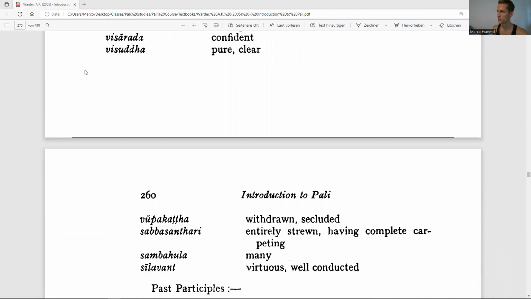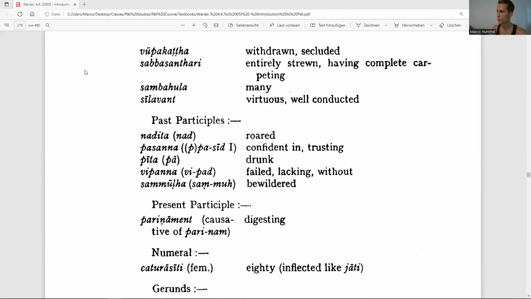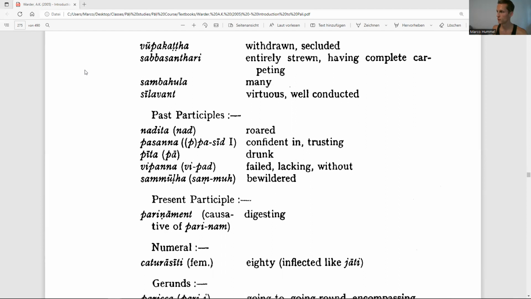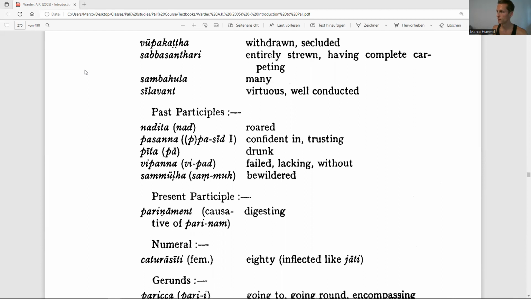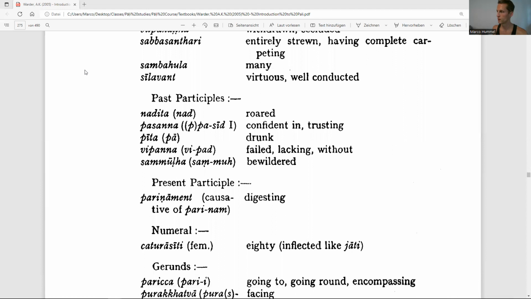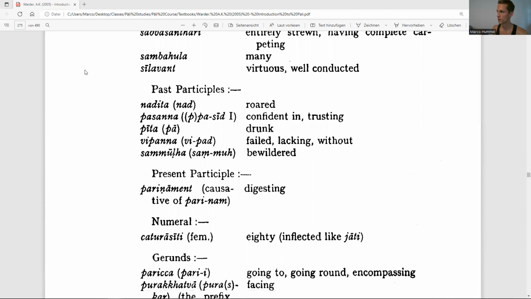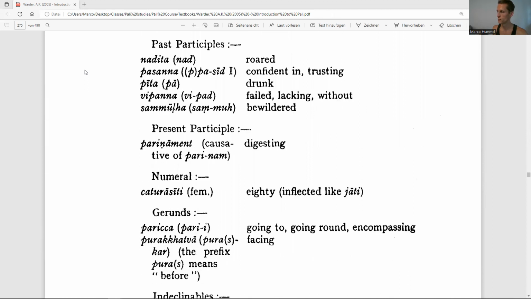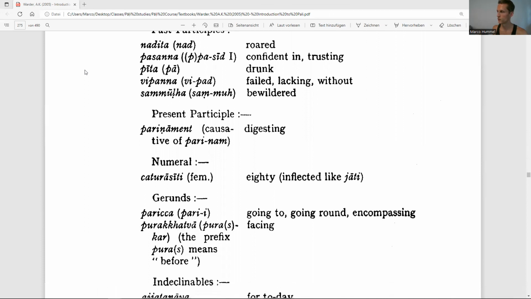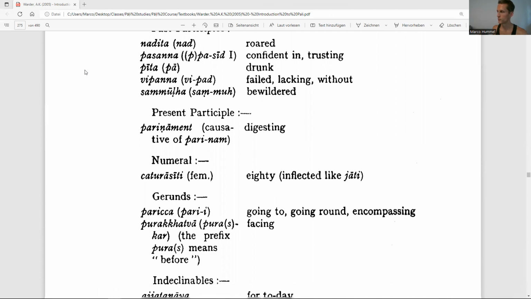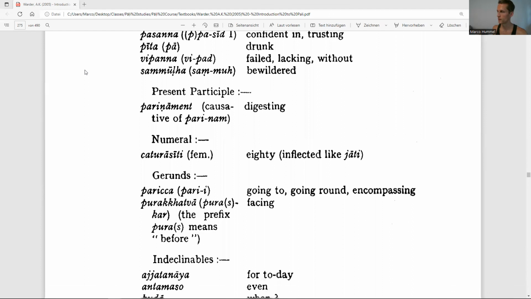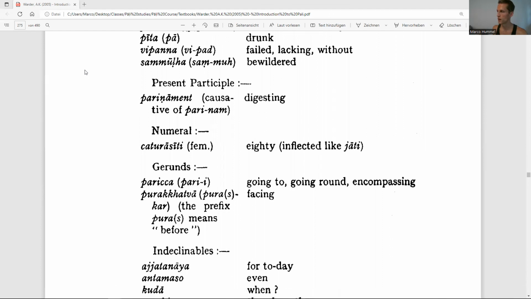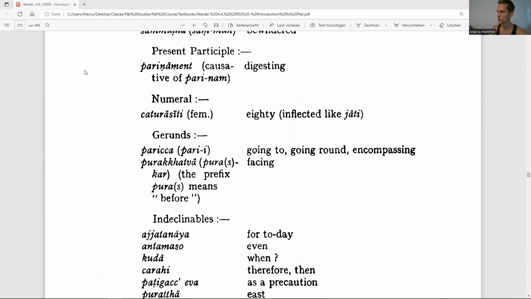Visarada, confident. Visutta, pure, clear. Vupakatta, withdrawn or secluded. Sappasantari, entirely strewn, having complete carpeting. Sambahula, many. Silavant, virtuous, well conducted. Past participles: Nadita, wrought. Pasanna, confident, in or trusting. Pita, drunk. Vipanna, failed, lacking or without. Samulha, bewildered, and present participle.